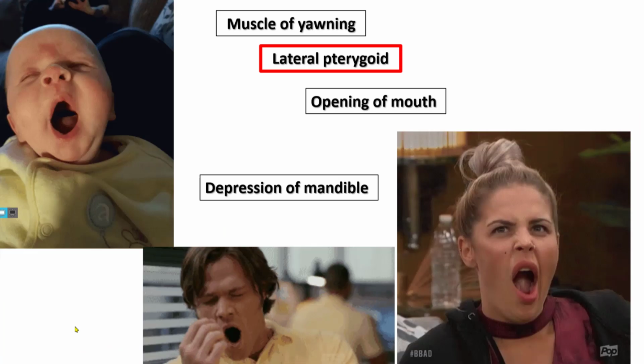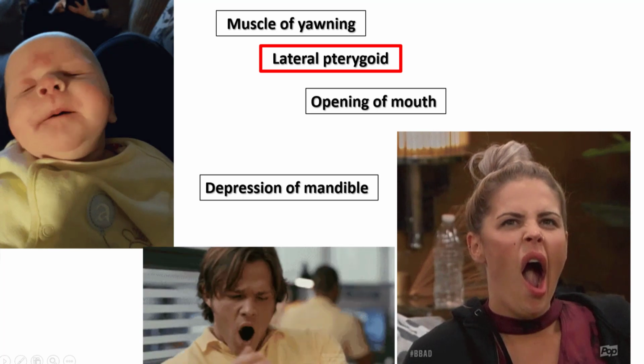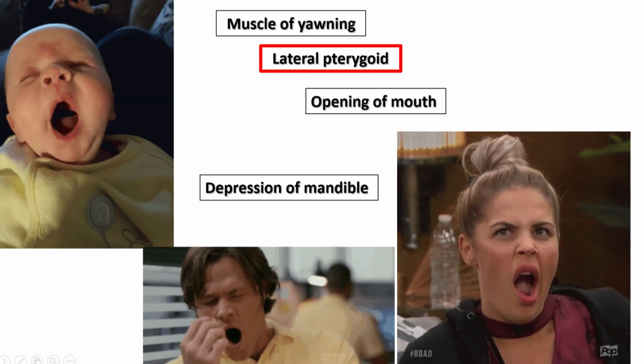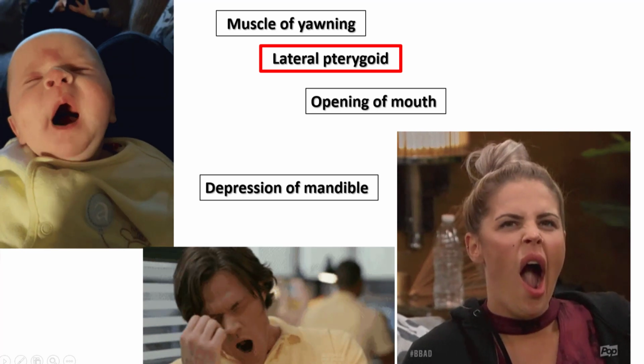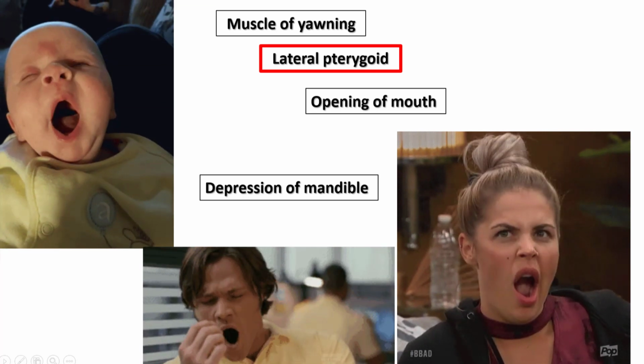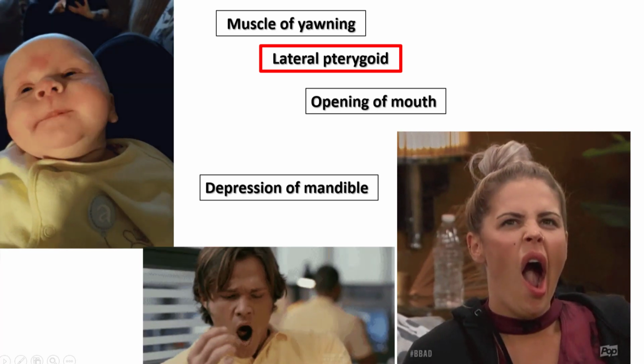Okay, so the lateral pterygoid muscle helps in opening of the mouth, so it is also called a muscle of yawning, and it also helps in the depression of the mandible. So with this we are finishing the muscles of the infratemporal fossa. Next we will see the nerves and vessels.